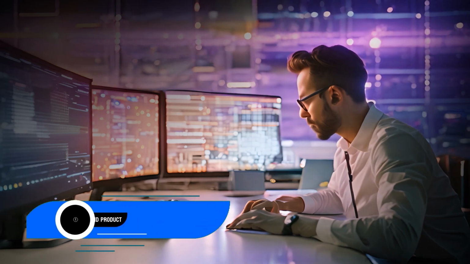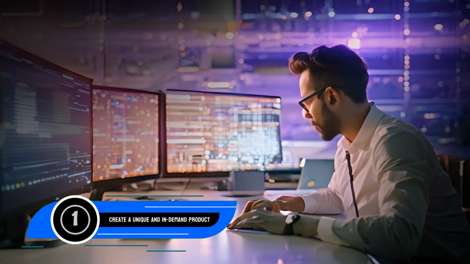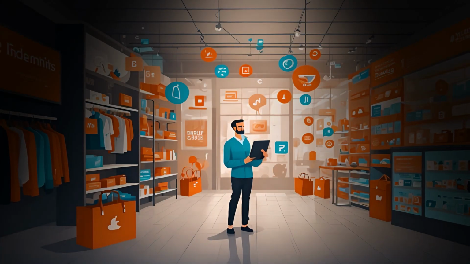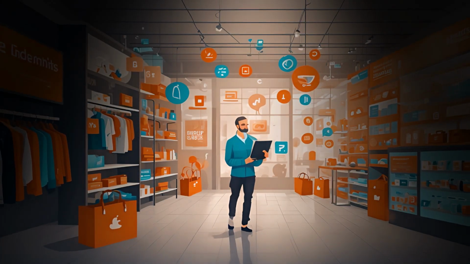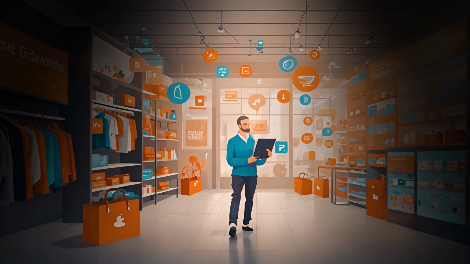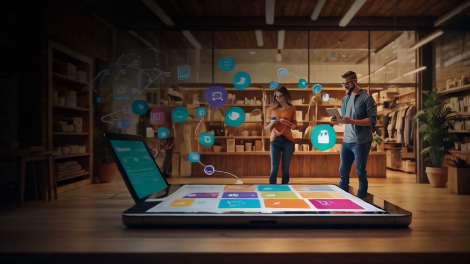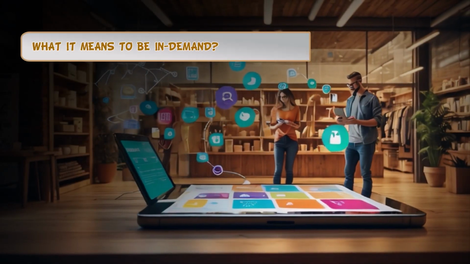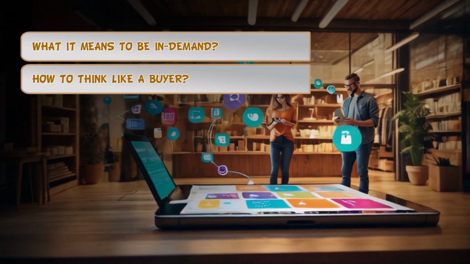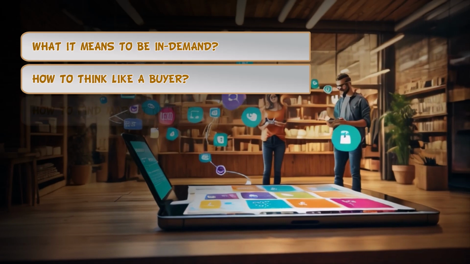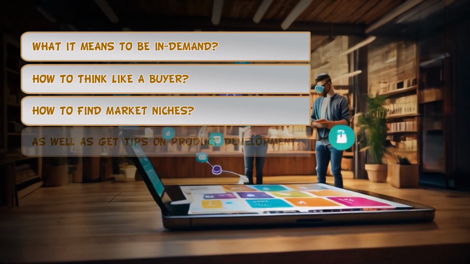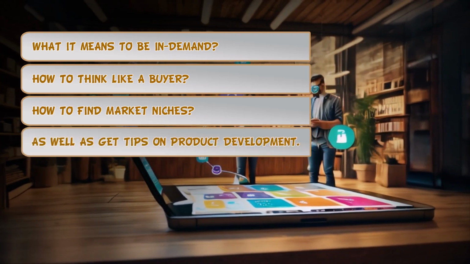Rule 1. Create a unique and in-demand product. The first rule of successful sales on Etsy is to create a standout and commercially attractive product. In this video, you will learn what it means to be in demand, how to think like a buyer, how to find market niches, as well as get tips on product development.